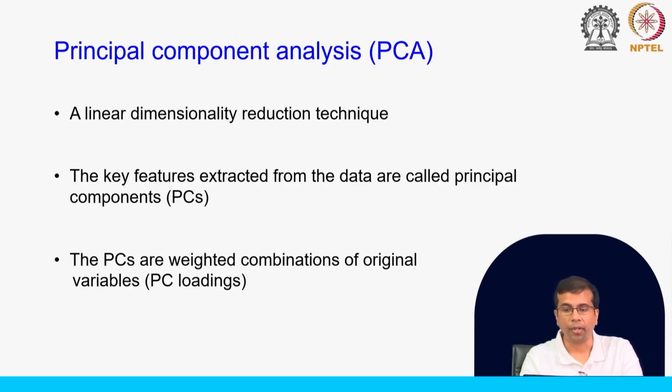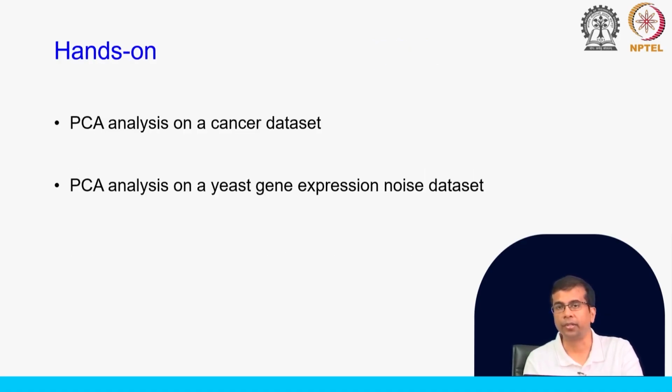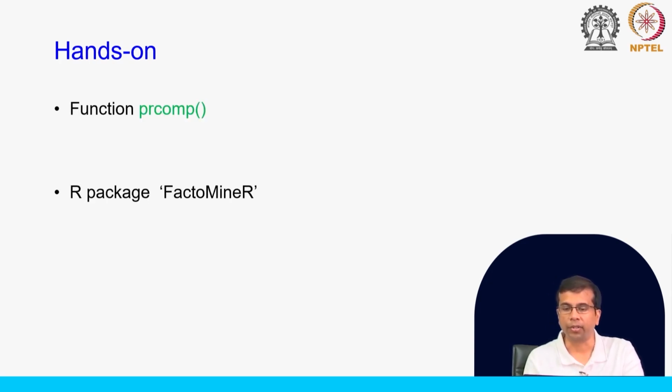For the hands on part, we will do the PC analysis on a cancer data set. This is the data set that I just introduced in the last class, and subsequently we will be working on PC analysis of a yeast gene expression noise data set. Again that will be using a different tool, the PCA tool. So in this class we will be focusing on two things: the prcomp function, and the package FactoMineR, where you can use these functions to do principal component analysis.